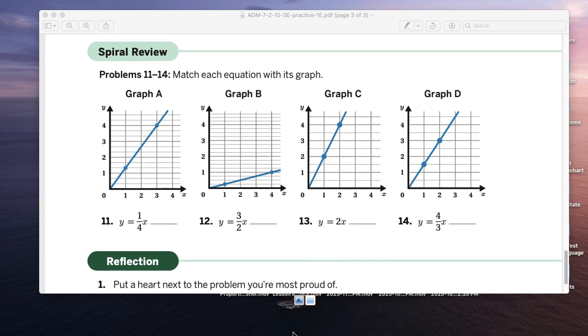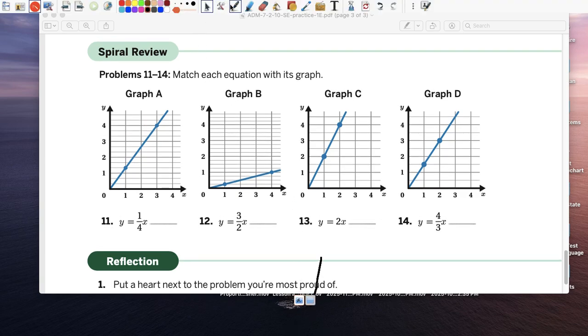Question 11. Match each equation with its graph. So y equals 1/4 x, y equals and so on. They're all proportional. They all start from the origin. Let's try to cheat over here. They're all proportional, so now we have a match.